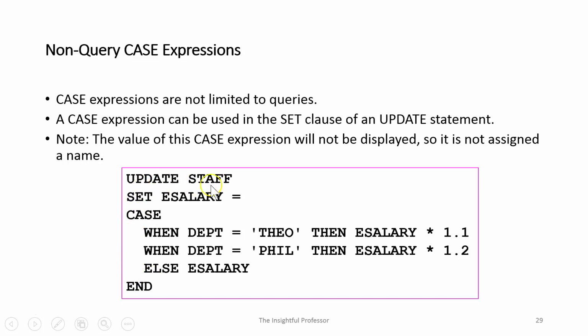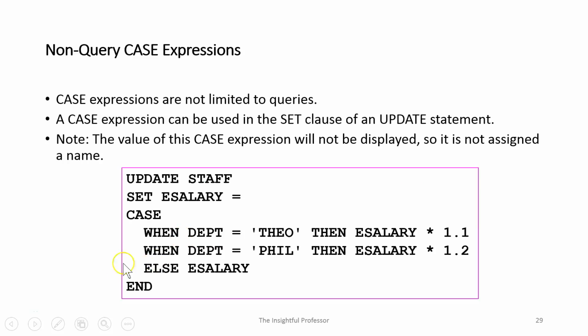So we're going to update a row in the staff table, and when the department ID of that staff member is equal to theology, their current salary will be multiplied by 1.1. That value will then replace what currently is in salary. That's what the set clause does. But if they're not in theology, we take a different consideration. We say when the department is equal to philosophy, then the salary becomes what it currently is times 1.2, and that replaces what's in salary.